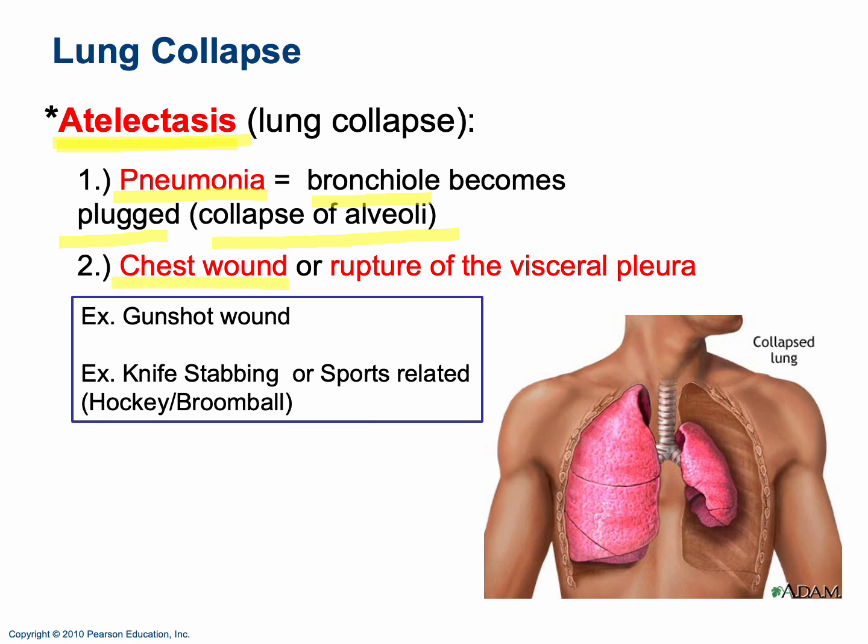Also, a lung collapse can occur with a chest wound or even rupturing of the visceral pleura. So for a chest wound, I have several examples here, maybe a gunshot wound to that thoracic cavity area, right? Or maybe a knife stabbing. It could be sports related, more of a contact sport, like I have hockey here. Broomball, I used to play that in college. You're getting checked into the walls, the ice. Football, lacrosse, rugby, any of those types of sports, you get hit a certain way, you fall a certain way, and that can definitely increase your possibility of a lung collapse occurring.